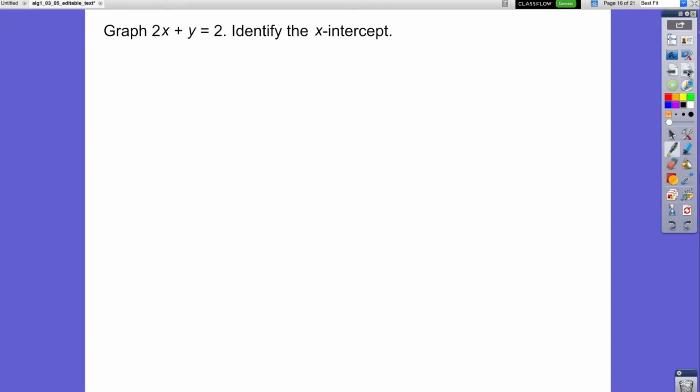All right. Let's identify the x-intercept, and we're going to graph this. But it's not in the right format yet. So let's move it around. It's in standard form, but let's move it around to make it easier. Subtract 2x from both sides. Y is going to equal -2x plus 2.